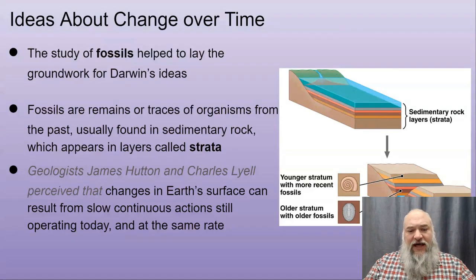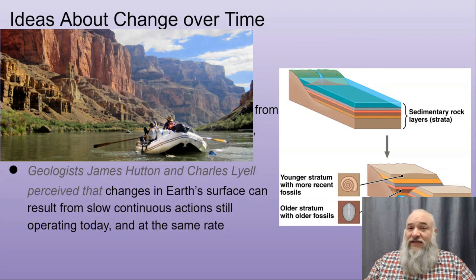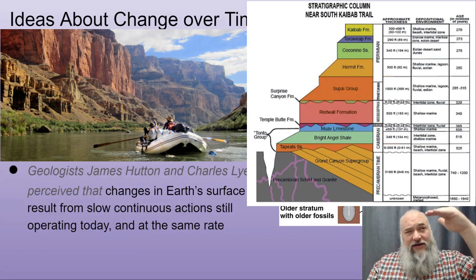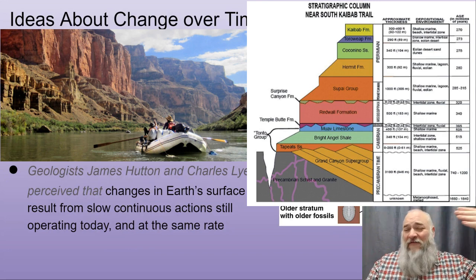James Hutton and Charles Lyell perceived that changes in the Earth's surface can result from slow, continuous actions still operating today and at the same rate. A prime example would be the Colorado River and the Grand Canyon. If anybody's ever had the chance to go to the Grand Canyon or the American Southwest and see some of the canyonlands, you can see all the different strata, the layers of rock formed over millions of years. Then the Colorado River started to carve through those and dig deeper and deeper every year. Maybe it's only half a centimeter a year, but half a centimeter a year times a few million years, you can get pretty doggone deep.